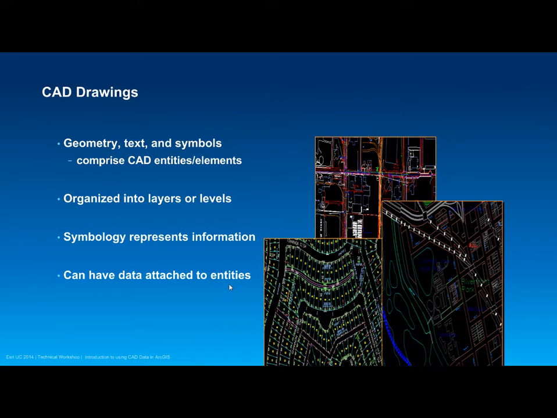So this is an example of what some CAD drawings look like in AutoCAD. I don't have AutoCAD loaded on this computer, so this is a good example of what CAD files look like. They're comprised of geometries, text, and symbols. These are the entities or elements of CAD data. They are organized into layers, sometimes called levels, sometimes organized into better layers than others. There is symbology that represents the information, and they can have data attached to these entities.